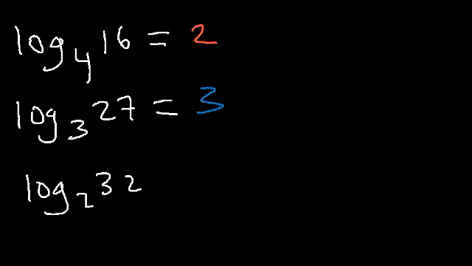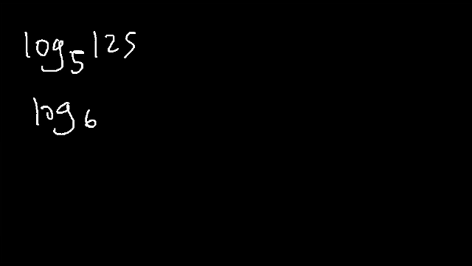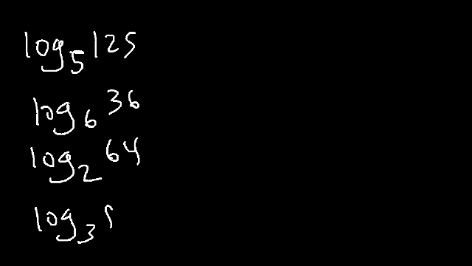Now what about log base 2 of 32? How many 2's do you got to multiply to get to 32? 2 times 2 is 4, times 2 is 8, times 2 is 16, times 2 is 32. So we need 5 2's to get to 32. 2 to the fifth power is 32. Now what about log base 5 of 125? Log base 6 of 36? Log base 2 of 64? And log base 3 of 81.